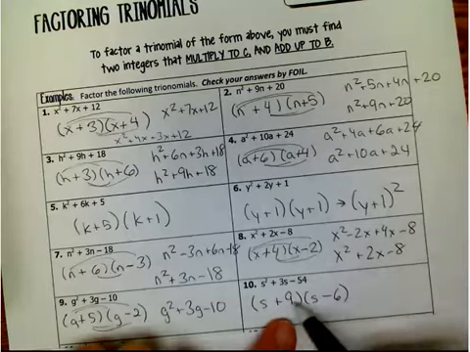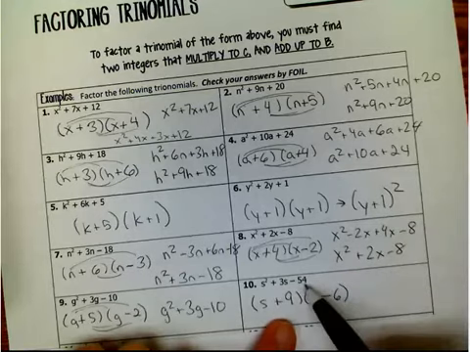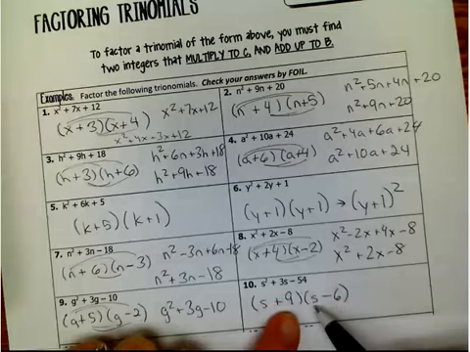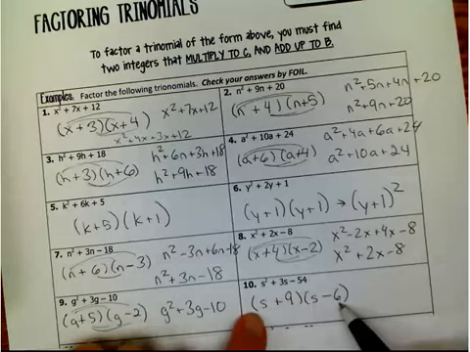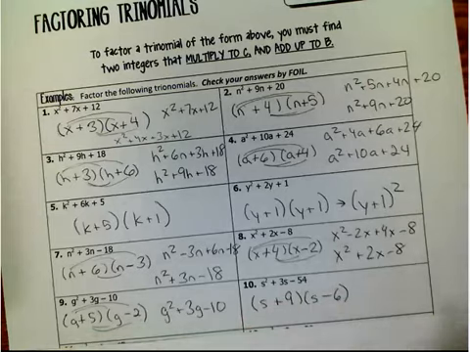So when I multiply the 9 times negative 6, I get negative 54. When I have 9s minus 6s, I get 3s. And if I do my FOIL, I'm going to see that I end up with s squared plus 3s minus 54.